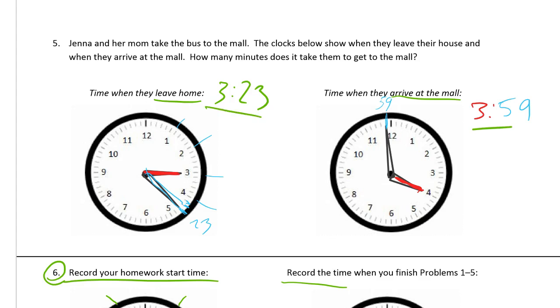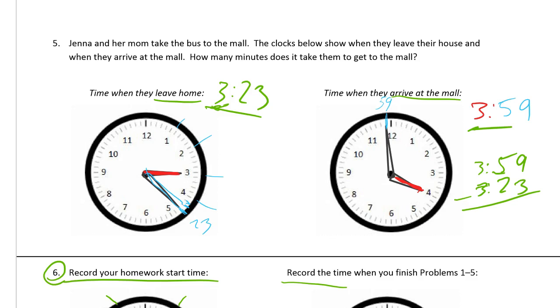And you can subtract these because they're within the same hour. So all we have to do is subtract the minutes and find the difference in minutes. So 59 minus 23. And again, please do not do this. Do not write 3:59 and 3:23 because it doesn't work. And I'll show you exactly why right now if you don't believe me. A lot of people will try this, and people just don't believe me until they see this.